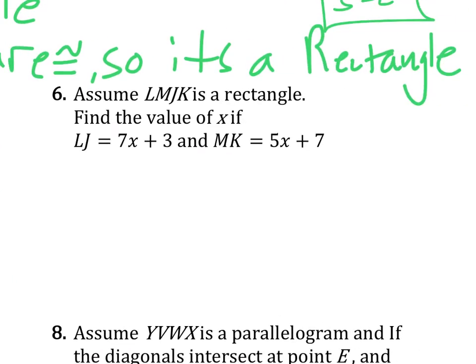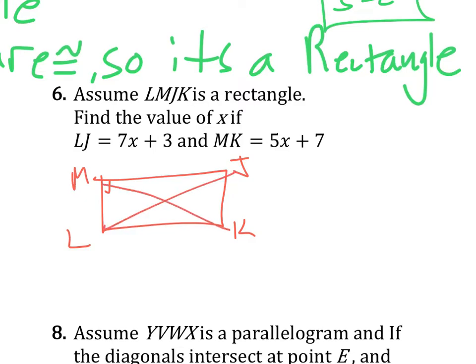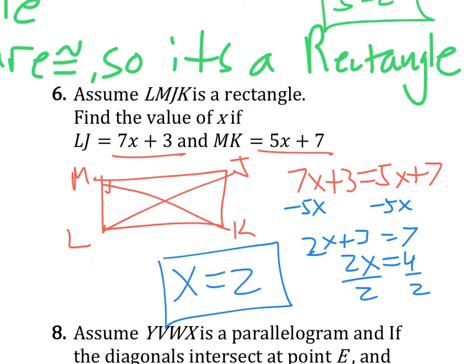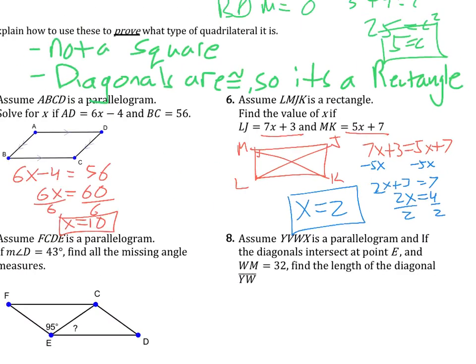All right. If we know we have a rectangle now, there's no drawing here. You might want to draw it out. That's a good idea. LMJK. Okay, we're told it's a rectangle. And so we know that the diagonals of a rectangle are congruent. So LJ is one diagonal and MK is the other. So these guys have to be congruent. All right. And so we can solve this. We got 2x plus 3. Subtract 3 from both sides and divide by 2. And so x is 2. All right? Rectangles have congruent diagonals.